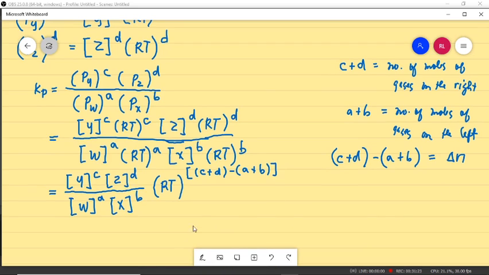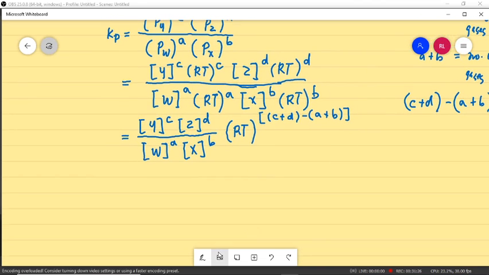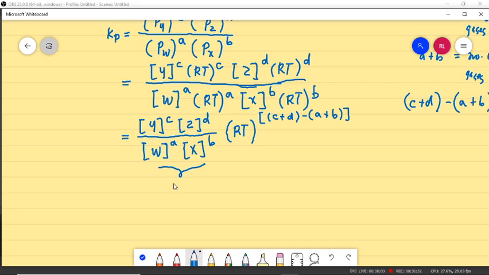And if you also have noticed, this one is just the same as K sub C. Therefore, our K sub P is just equal to K sub C times quantity RT raised to the power of delta n. So this is how the expression for K sub P is derived.